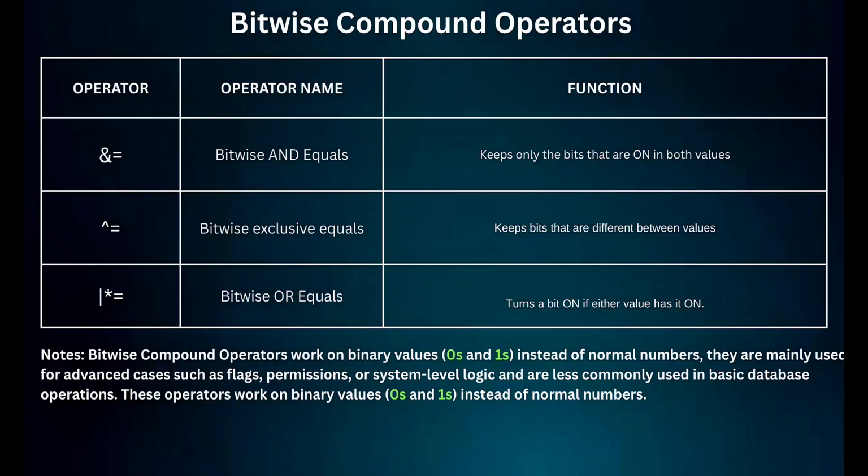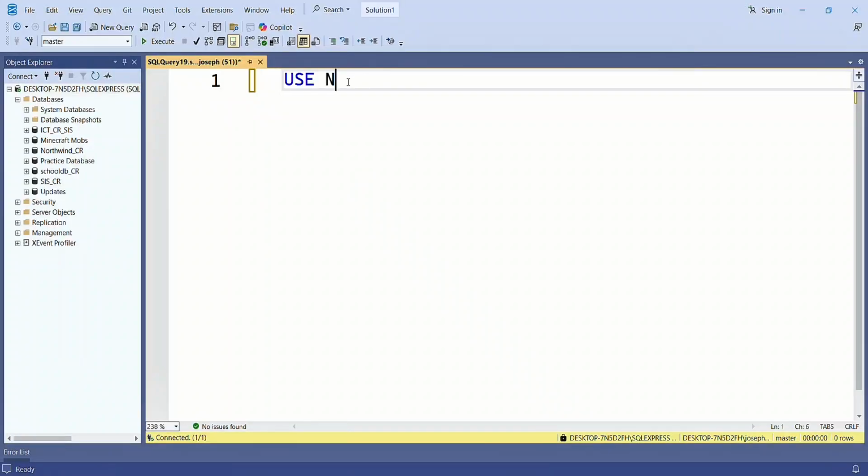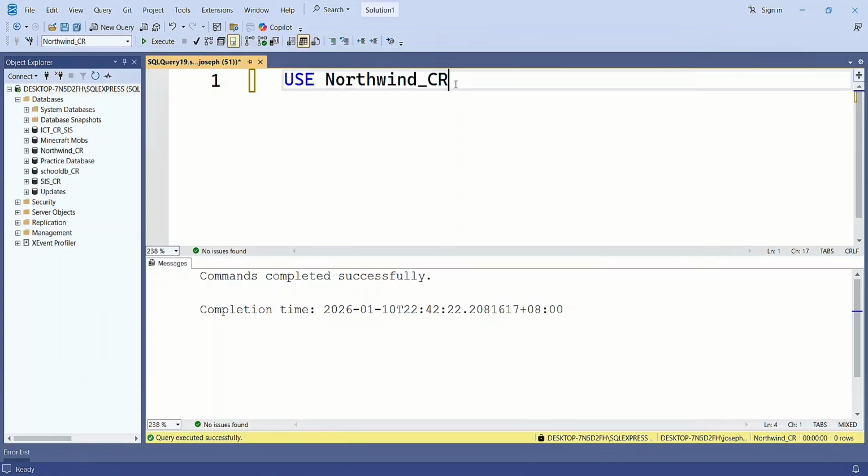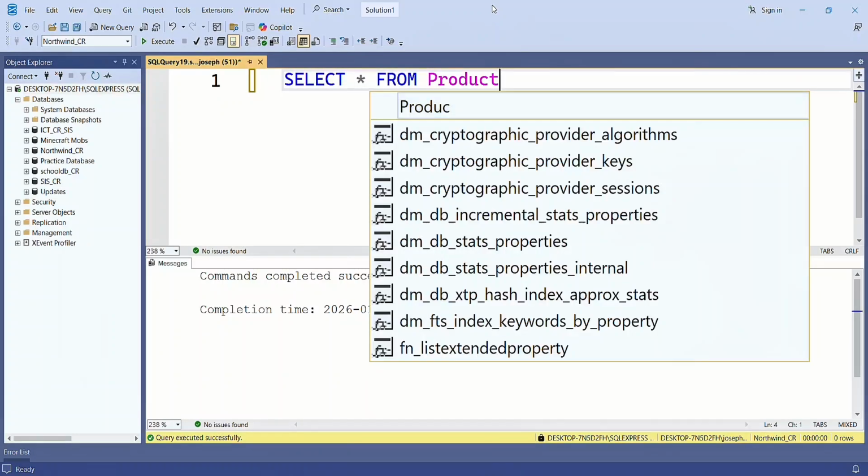So that's it. That's the basic idea of compound operators and bitwise compound operators in SQL. Although SQL supports bitwise compound operators, they are not included in this video because they are advanced and not commonly used in everyday database operations. So in this video, we will only be covering the non-bitwise compound operators.